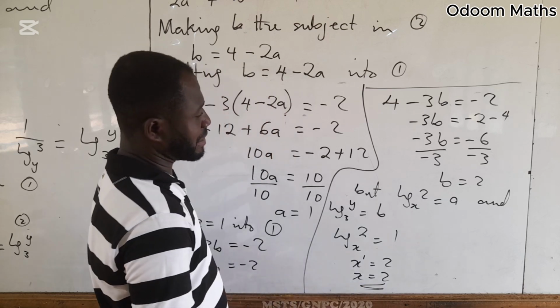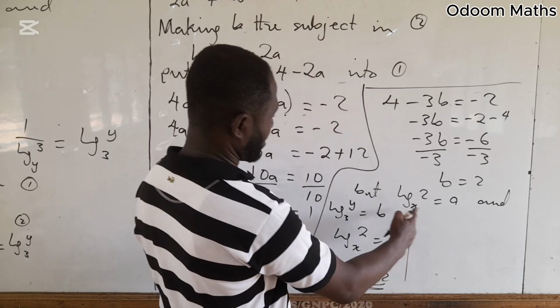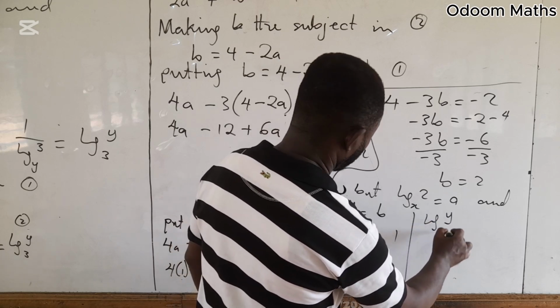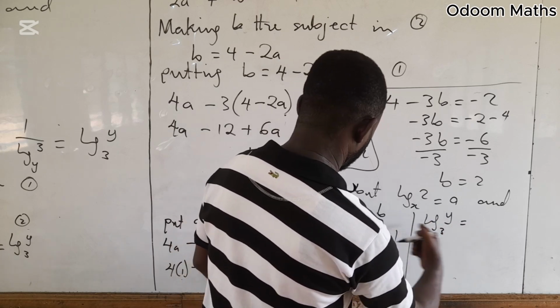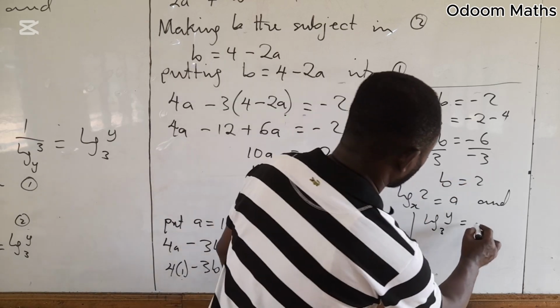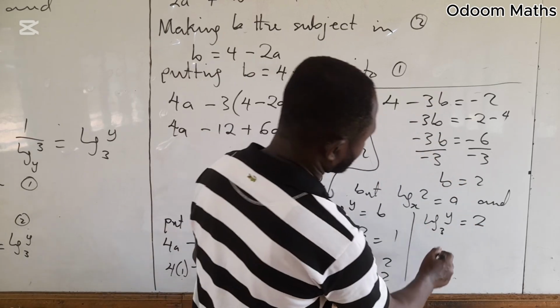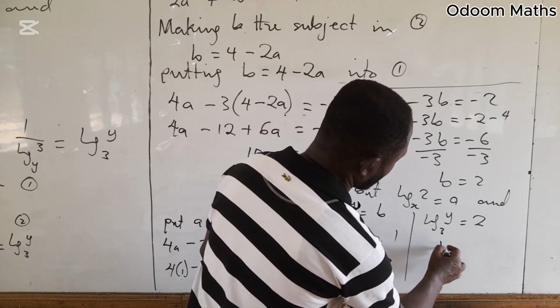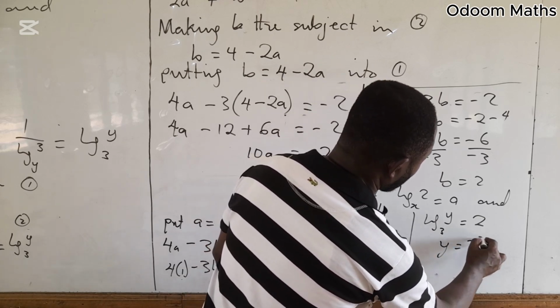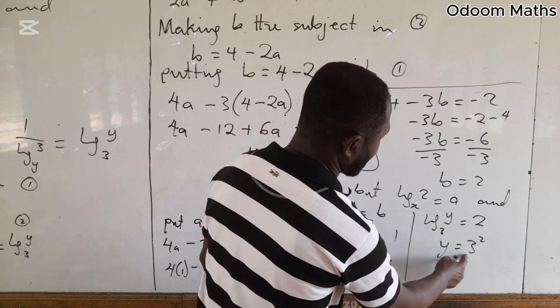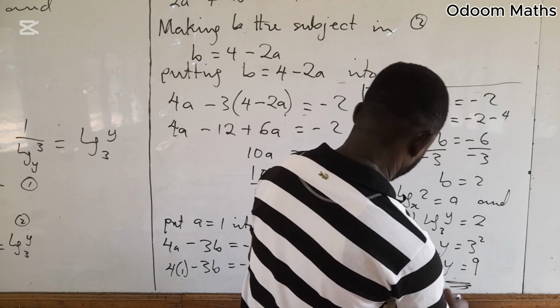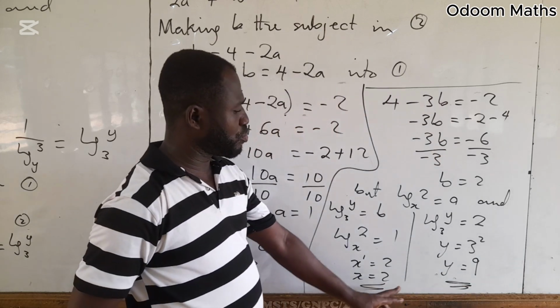Now let's look at that of b. Log y base 3 is also b, and b is 2. So I put 2 here and change this straight away to indices. In that case, y becomes 3 to the power 2, because this should become a base here. So y is going to be 9. Our x is 2, y is 9.